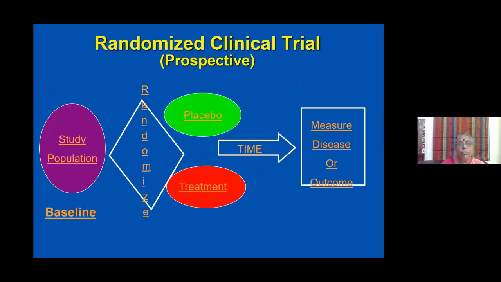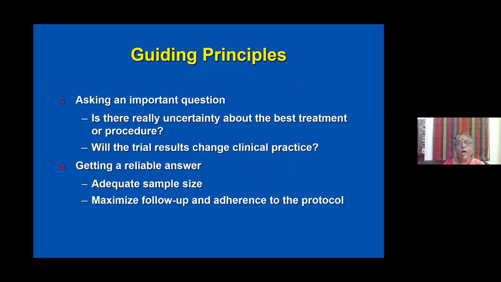There are two guiding principles. You have to ask an important question, and if you can ask an important question and get a reliable answer, then you should go in for a randomized controlled trial design. So is there really uncertainty about the best treatment or procedure? Will the trial results change the clinical practice? If you are not able to answer these two, then there will be a lot of ethical issues, and this design will not be the best design.